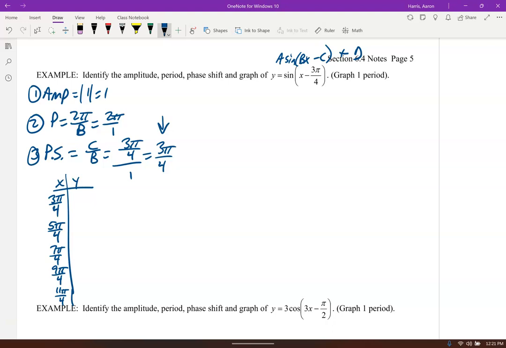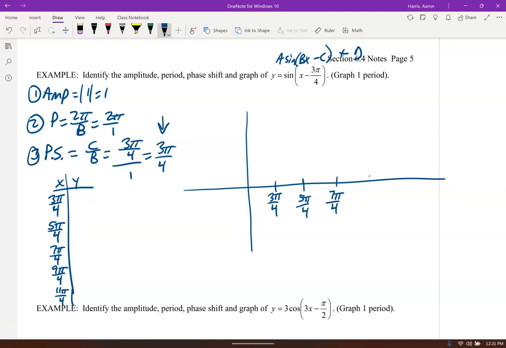Let's see if we can graph this thing. So again, instead of starting at 0, I'm going to start at 3 pi fourths. And then I'm going to go up pi halves from there. So 5 pi fourths would be a nice one, 7 pi fourths, 9 pi fourths. The last one I want to plot is 11 pi fourths.